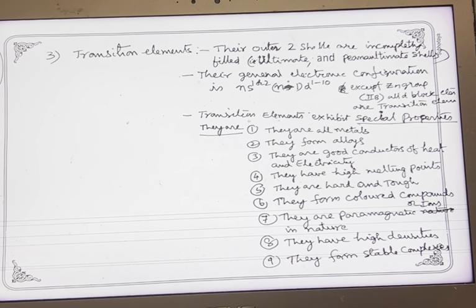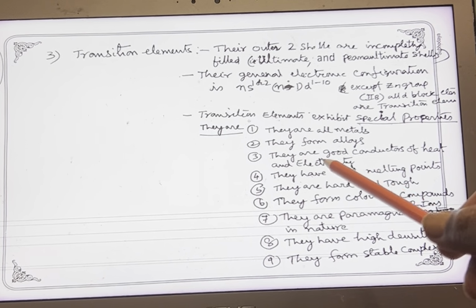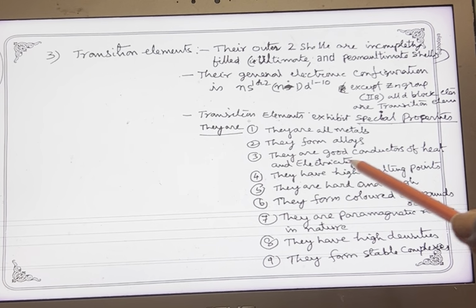When they are metals, two or more metals homogeneously mixed form alloys. For example, copper and zinc make brass, copper, zinc and tin make bronze, copper, zinc and nickel make German silver. Those are called alloys. As they are metals, they are good conductors of heat and electricity.